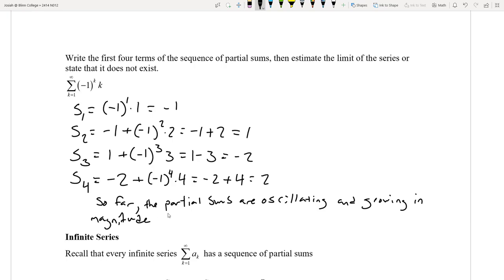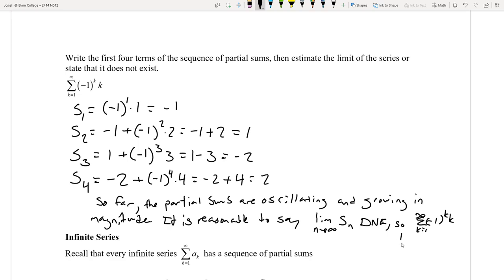And so we imagine what happens as we keep going out on these partial sums. We can say it is reasonable to say the limit as n tends to infinity of s sub n does not exist. So k equals 1 to infinity, our series here diverges.